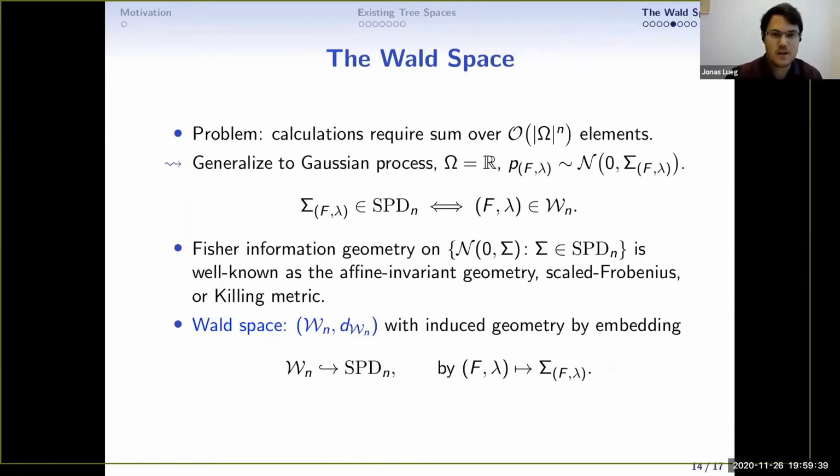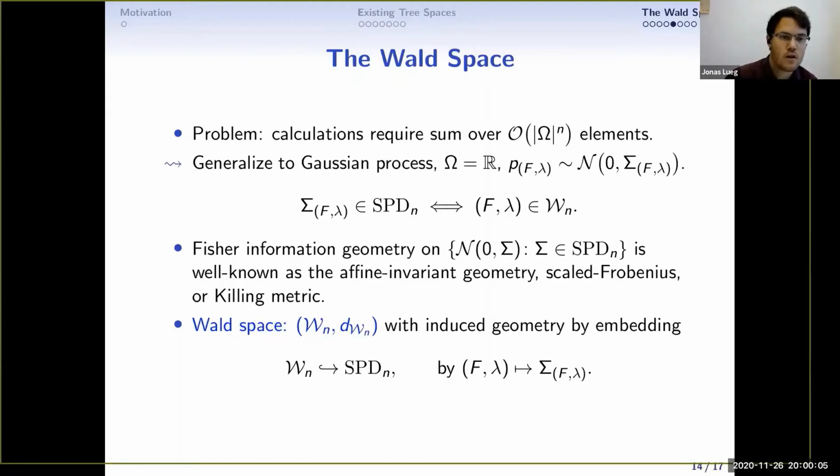What we do now is the Wald space, and that's the new space of phylogenetic trees that I wanted to introduce in the first place. The problem with all these Markov models is that calculating the Fisher information metric requires sums over a number of elements that grows exponentially in the number of taxa. So that's kind of violating the computational feasibility in a sense.